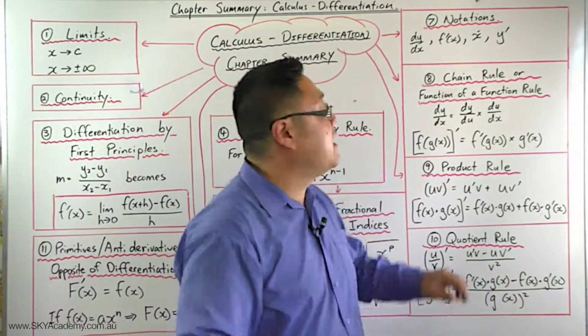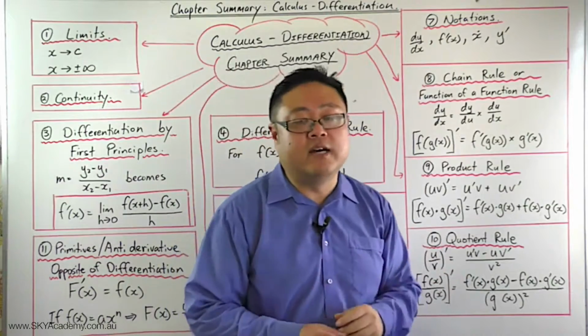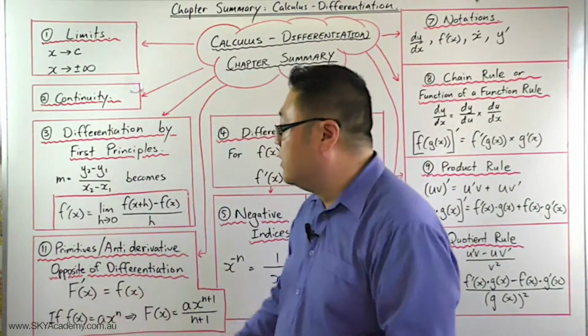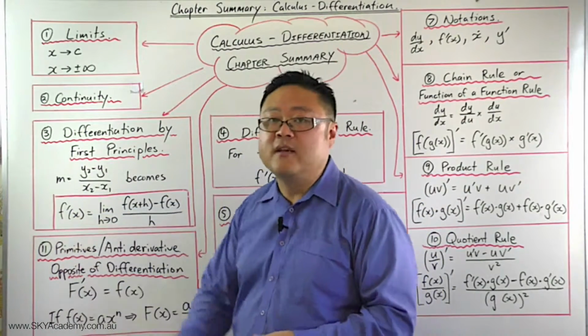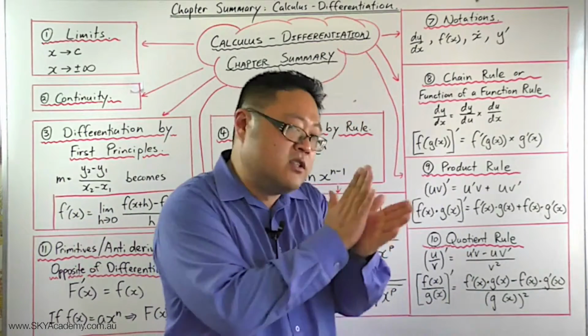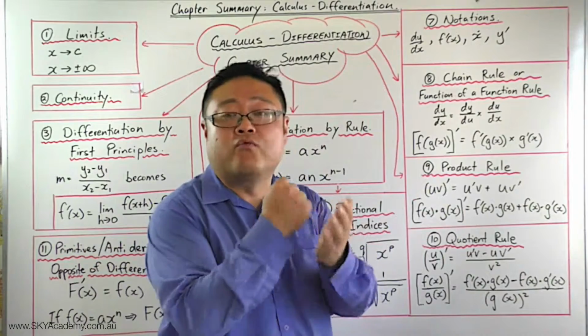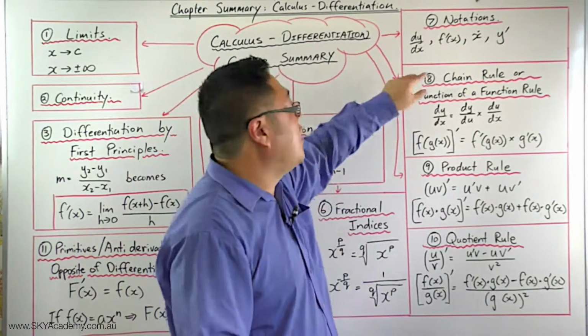We then had a look at the different notations for the derivative. So we looked at, for example, f dash of x. Expressing the derivative just really means the rate of change or the gradient function of a particular curve.